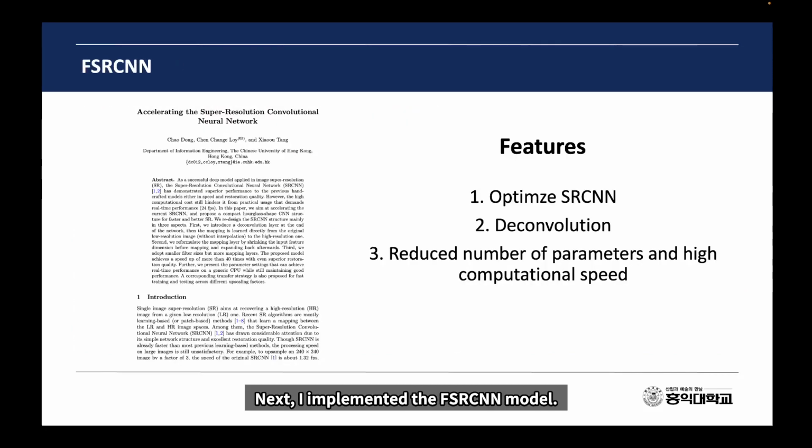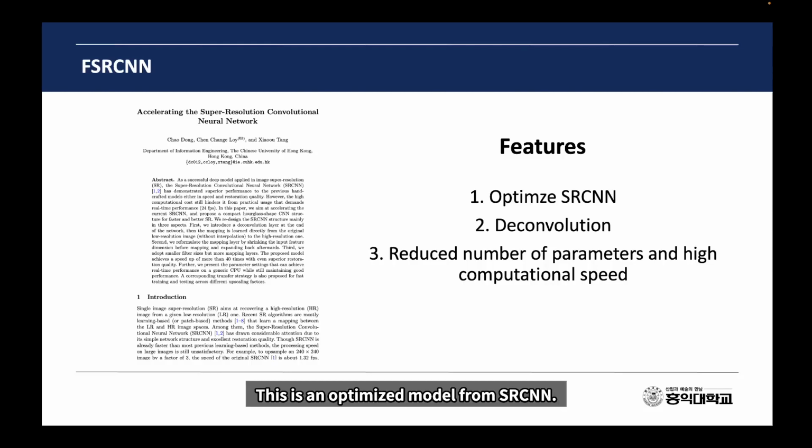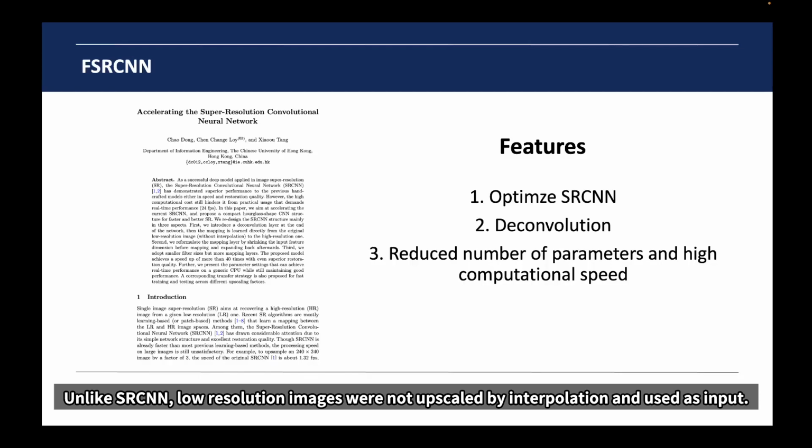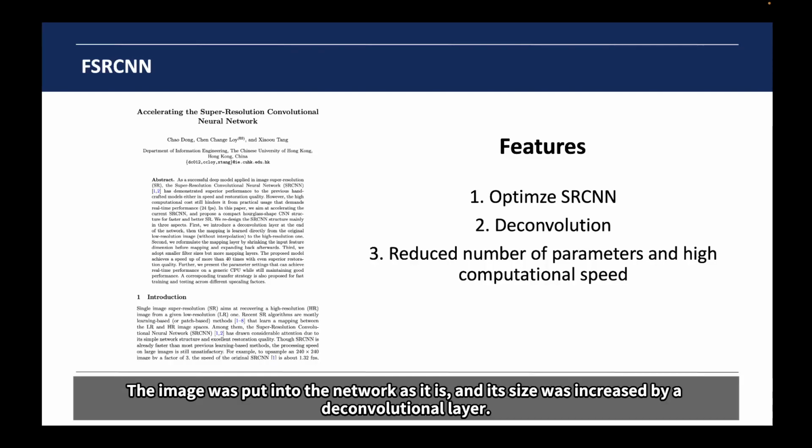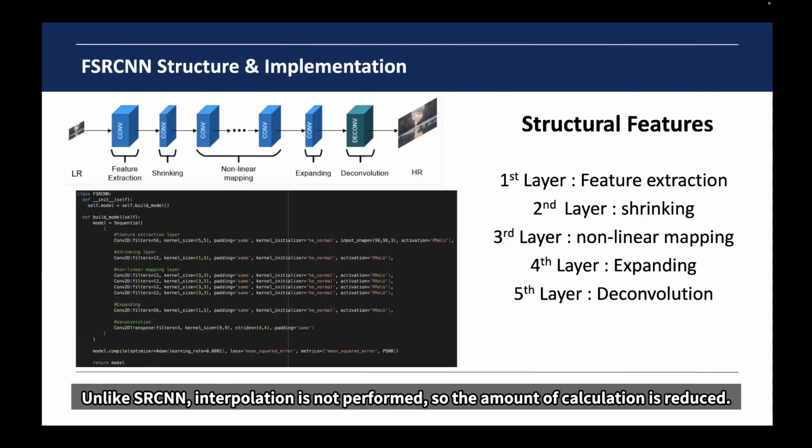Next, I implemented the FSRCNN model. This is an optimized model from SRCNN. Unlike SRCNN, low-resolution images were not upscaled by interpolation and used as input. The image was put into the network as it is, and its size was increased by the convolutional layer. Unlike SRCNN, interpolation is not performed, so the amount of calculation is reduced.